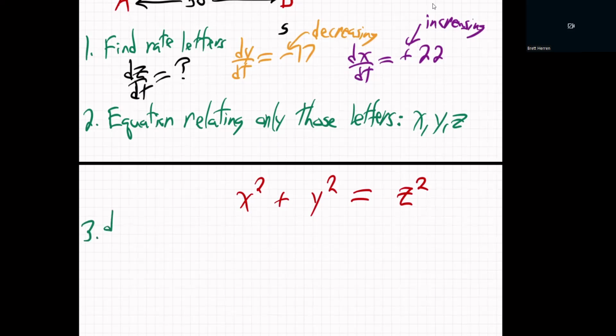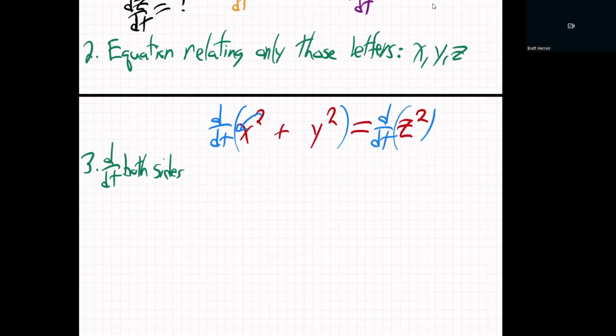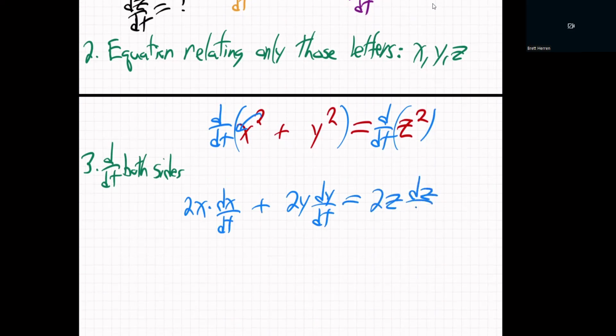Step three, d/dt both sides. So I'm going to go d/dt of this side and d/dt of that side. All right, you know the deal. Bring down the 2x dx/dt plus 2y dy/dt equals 2z dz/dt.